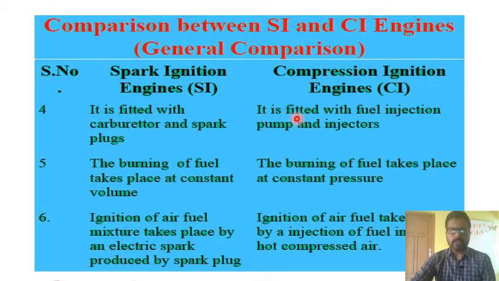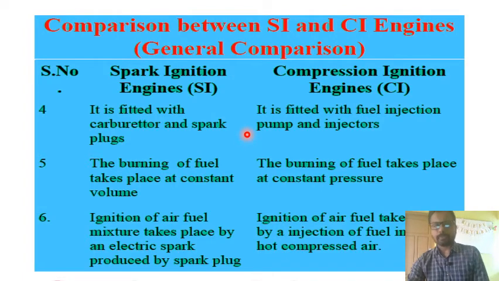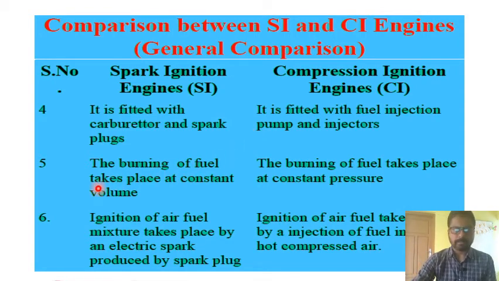But in CI engines it is fitted with the fuel injection pump, FIP, and again one injector is used on the top of the cylinder. In CI engines, FIP is there, fuel injection pump. This pump is used for increasing the pressure of the diesel. The burning of fuel takes place at a constant volume.